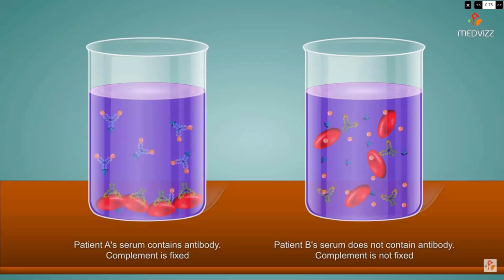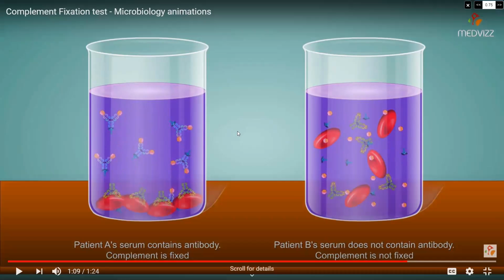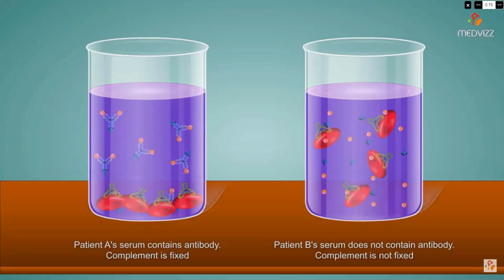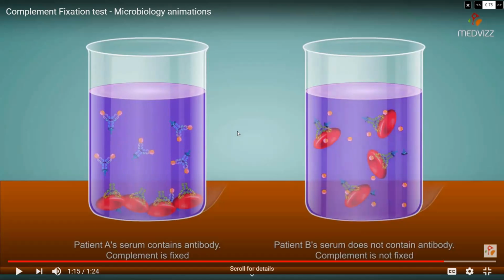In patient B, because complement proteins are free, what will happen is they will attach to the anti-RBC antibody, and ultimately, see, antigen is going and attaching, and these complement proteins along with anti-RBC antibodies and antigens will cause lysis of RBC, because of which the whole solution will turn pinkish.